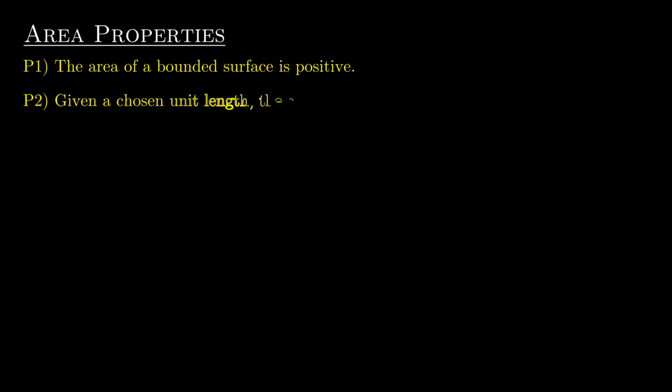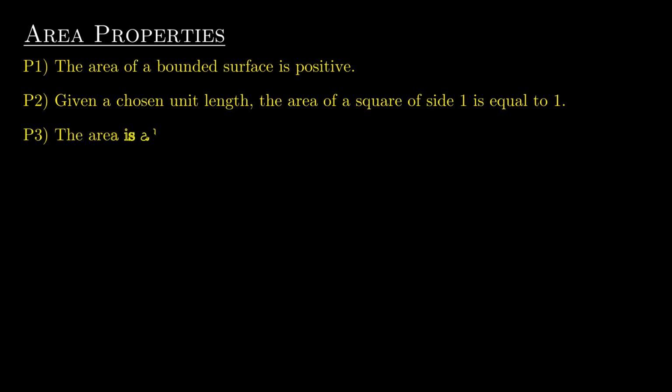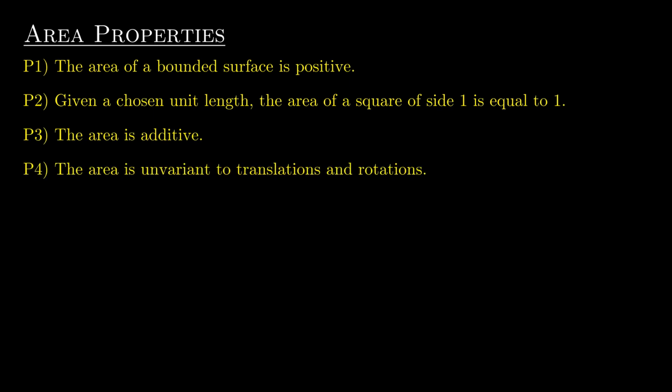So now we have an intuition about what the area is, but we are not familiar yet with its properties. So let's check them out. First, the area of a bounded surface is positive or equal to 0. Then as a second property, given a chosen unit length, the area of a square of side 1 is equal to 1. The area is additive. And finally, we have the fourth property. The area is invariant to translations and rotations.